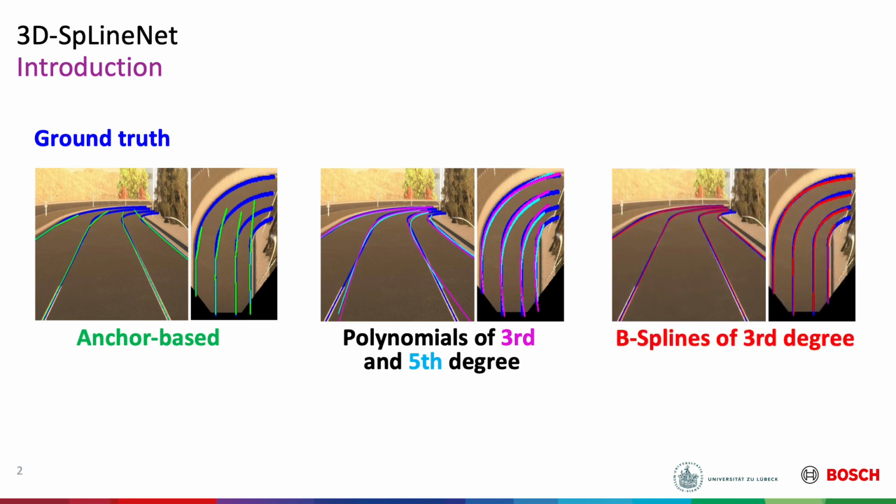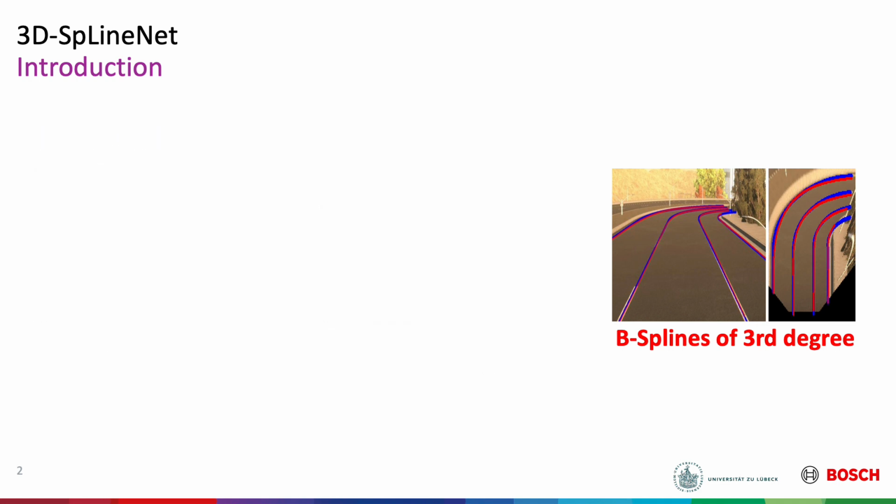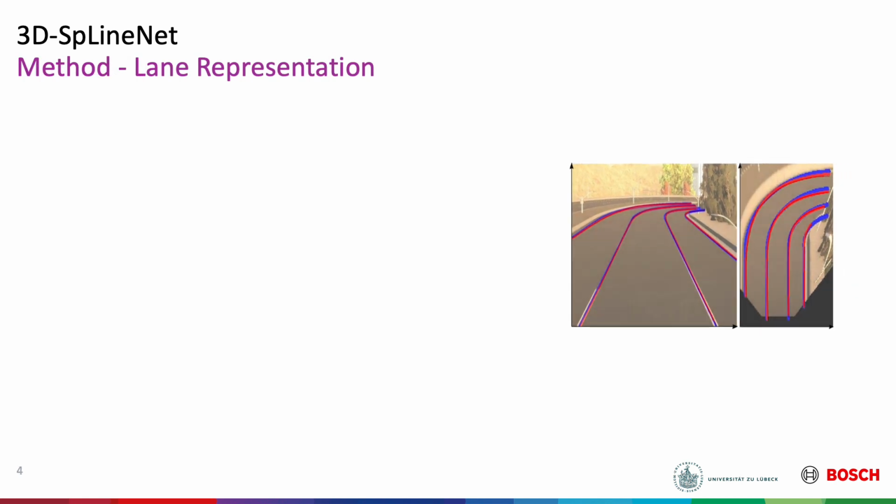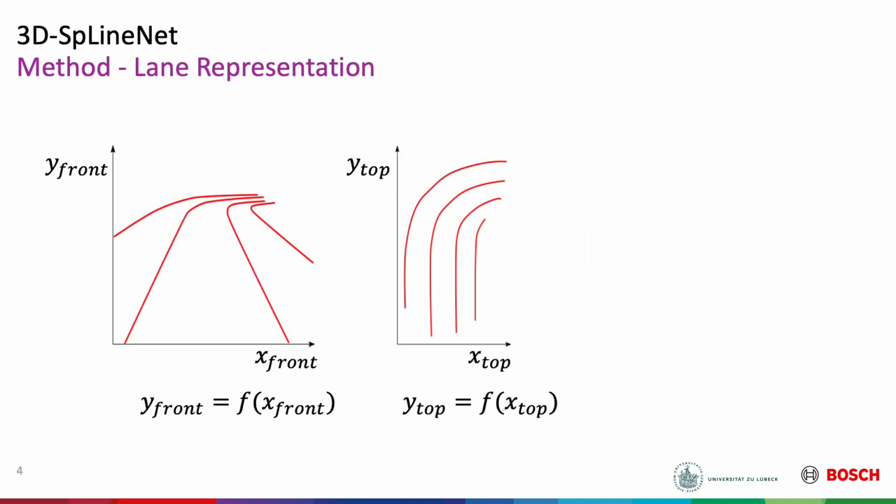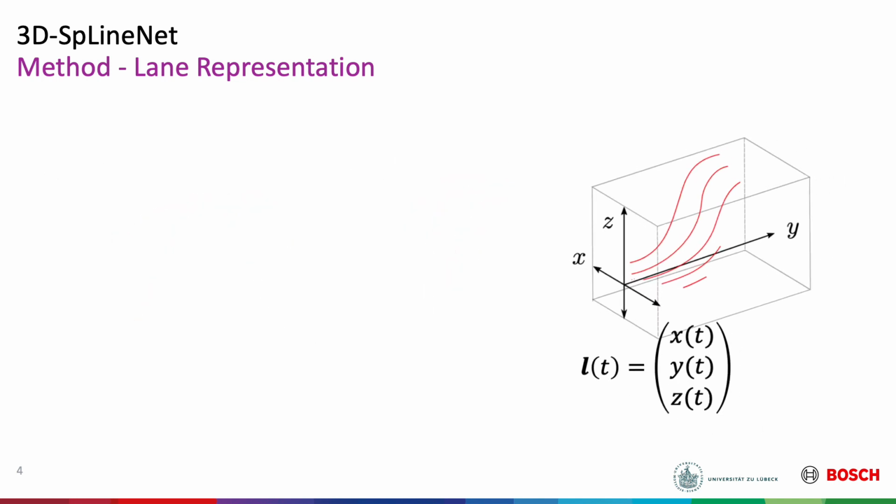Instead, we decided to choose B-splines as our representation, leveraging the benefits of parametric representations and the capability to model typical road geometries. While former methods that used parametric representations modeled lanes merely as a simple function either in front or top view, we proposed a 3D curve representation instead.